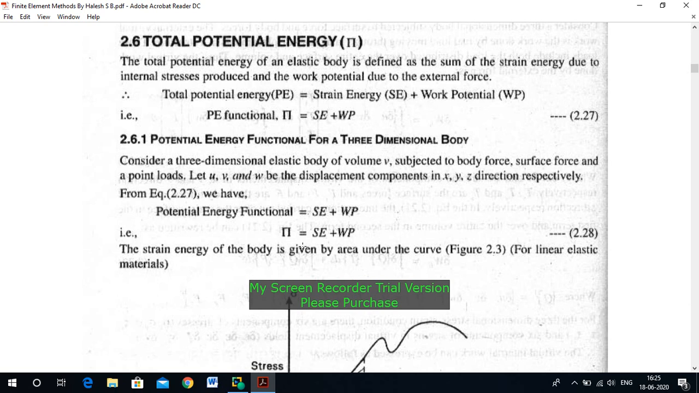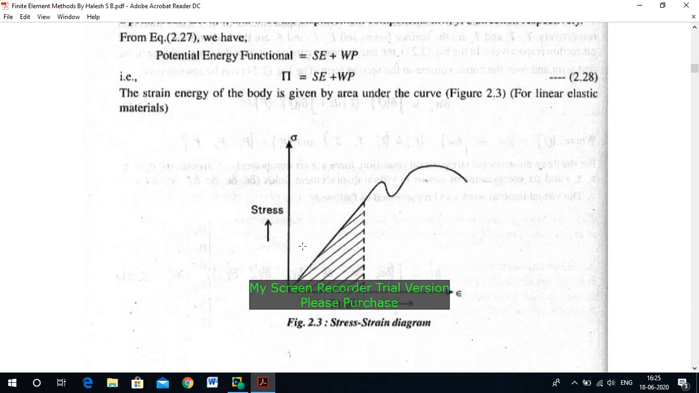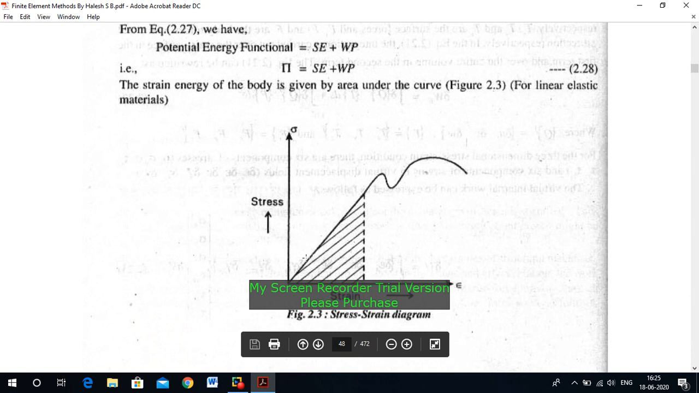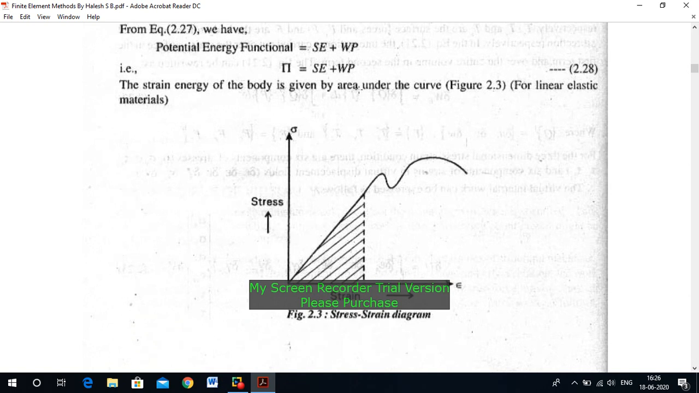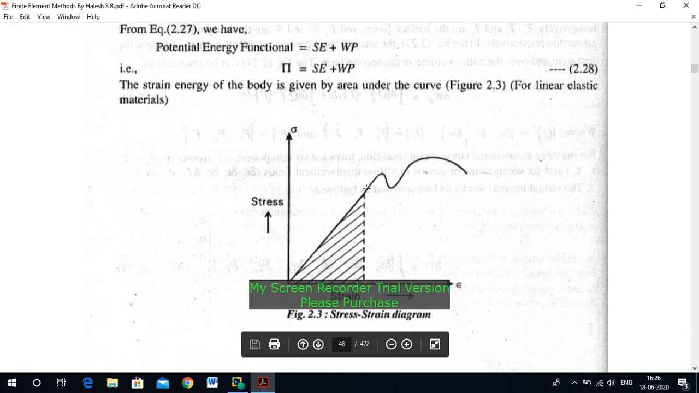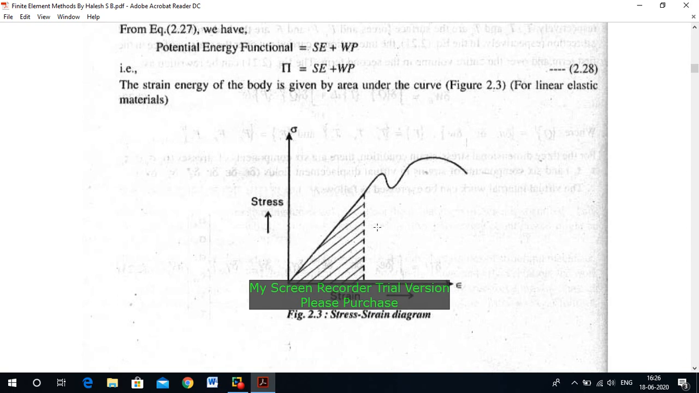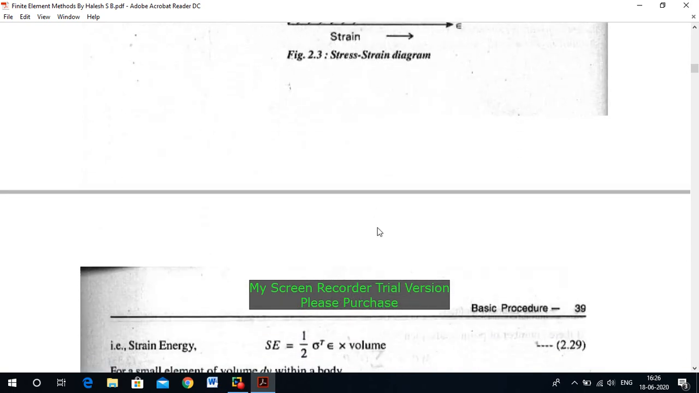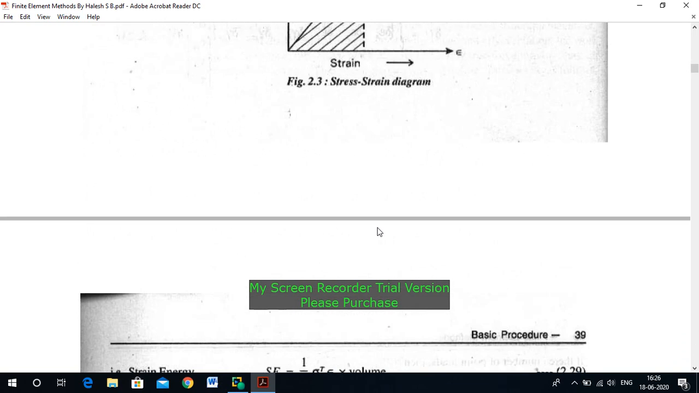The strain energy of a body is given by the area under the curve. Look here, if you plot the stress strain diagram as shown in the figure, the strain energy of a body is given by the area under it. If you draw a perpendicular line to the strain axis at the proportional point, the area under this curve we can represent as the strain energy of a body.